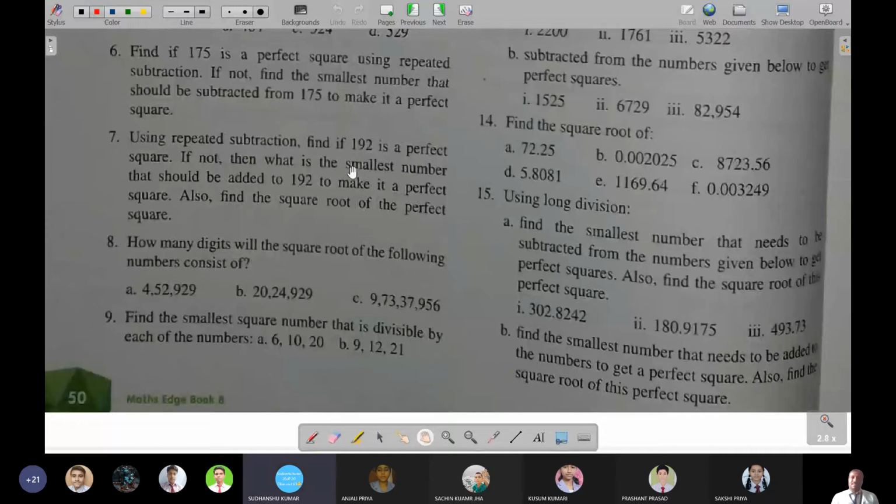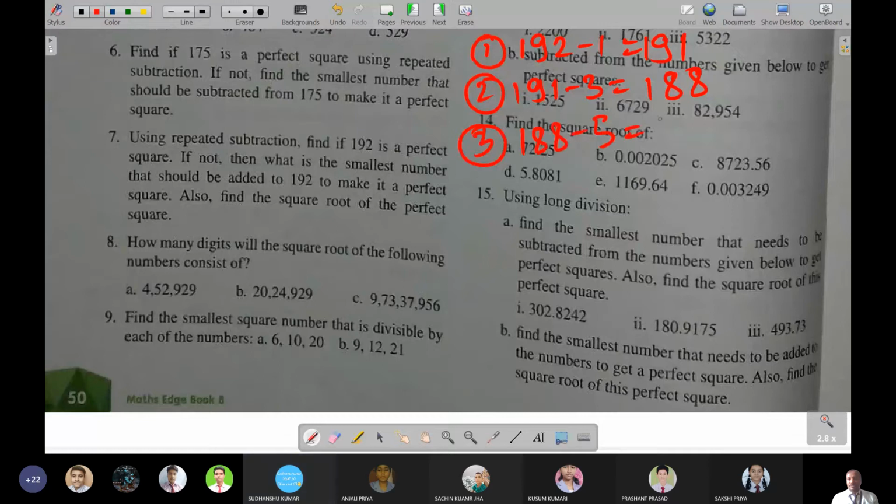If not, then what is the smallest number that should be added to 192 to make it a perfect square? So what you will see is what is left at last. We will subtract from 192. Just see, I am doing 192 minus 1, then it will become 191. Then in the next step, 191 minus 3, then it will become 188. Again 188 minus 5, then it will become 183. Understood? Yes, sir. Now you will be able to make it.